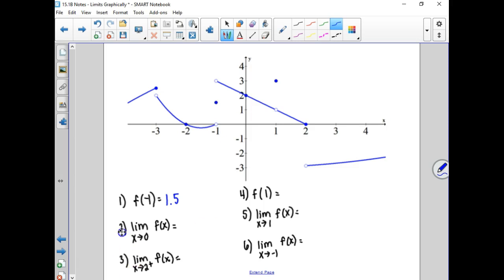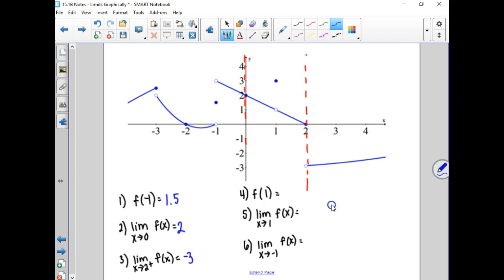Okay. Number 2 is the limit as x approaches 0 of f of x. And this is from both sides, right? So from the left, we get closer to 2. And from the right, we get closer to 2. Because we're looking at x equals 0, which is the y-axis here. So if it's continuous, if it just is a straight line, it's just whatever the y-coordinate is there. So we would get 2 for that. Okay. Number 3, the limit as x approaches 2, which is right here, from the right. Negative 3.